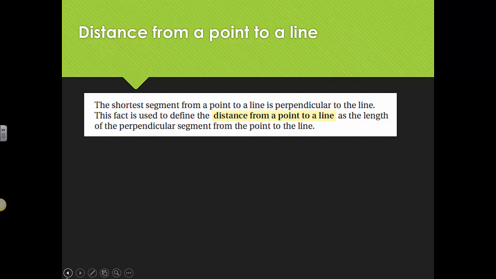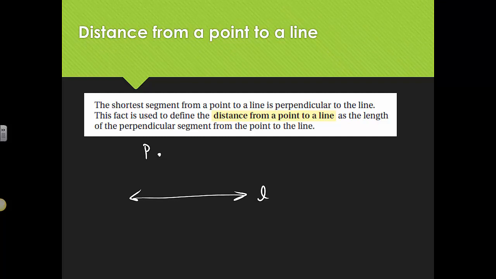So first, we're just going to talk about what the shortest segment is from a point to a line. If I were to draw a line here, and this is line L, and we had a point P not on that line, and we wanted to find the shortest distance from point P to line L.